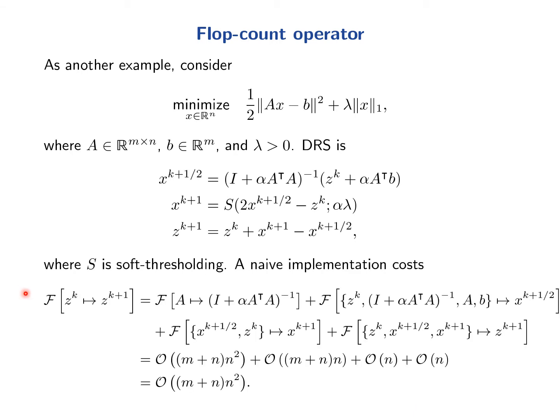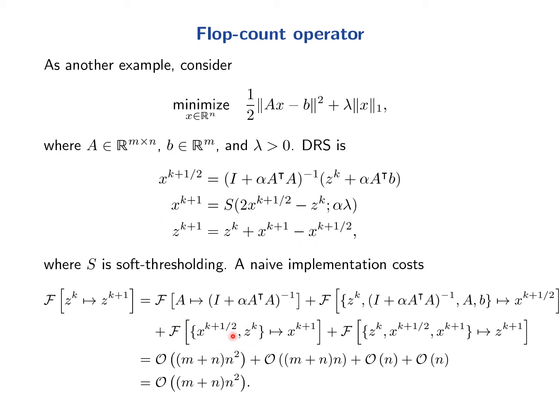Using the flop count operator, we can express a naive implementation of this iteration. It boils down to four steps. The first step calculates the matrix inverse, and that is this part. The second step takes zk, the current iterate, the computed matrix inverse, A and B, and follows this line to compute xk plus half. The third step, given xk plus half and zk, follows this line to compute xk plus 1. The last step follows the last line.